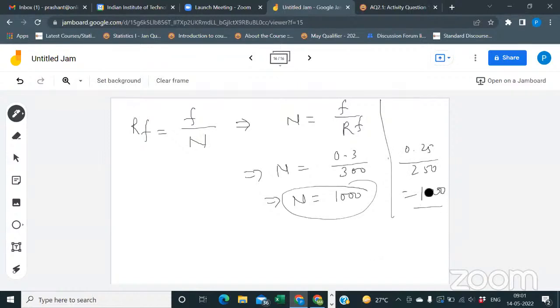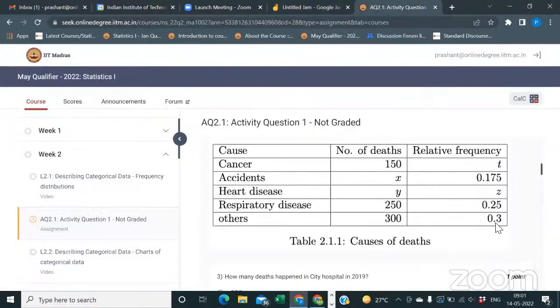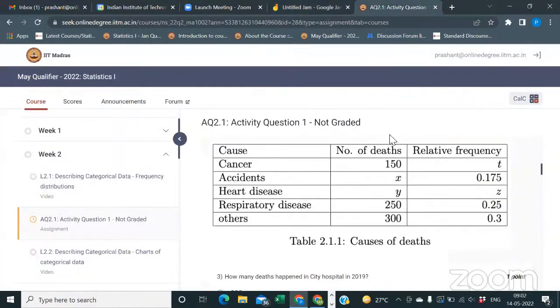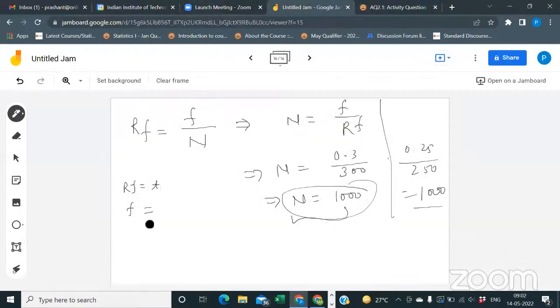Okay, sir. Now you have 1000. N is the total number of observations, right? Now you have the total number of observations here. First you have to find T, because relative frequency is T. Here, if you see, relative frequency is T. Frequency for that is 150. And you find the N. So now you can easily calculate the value of T.